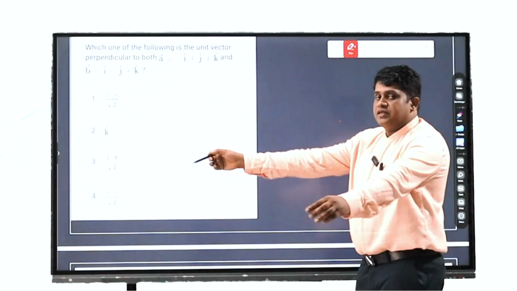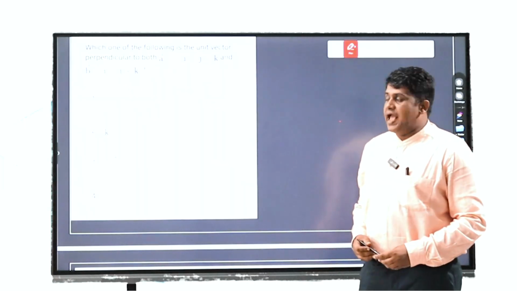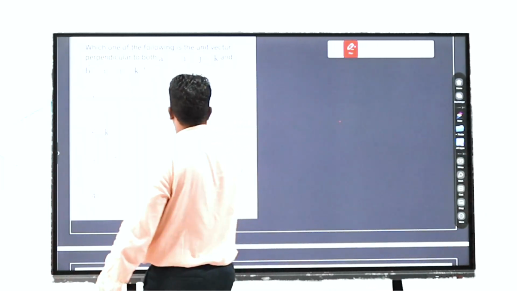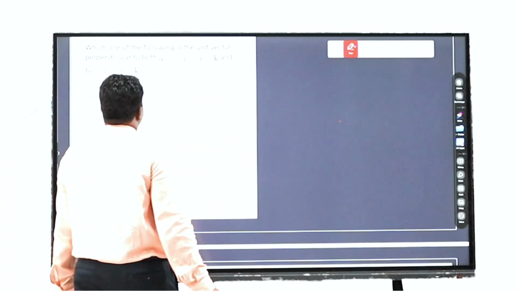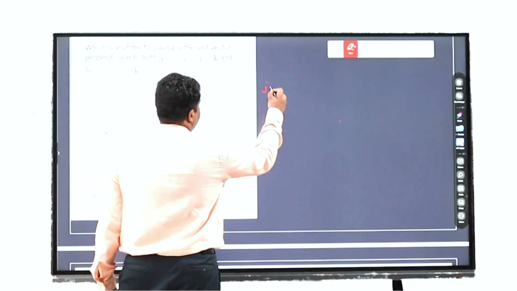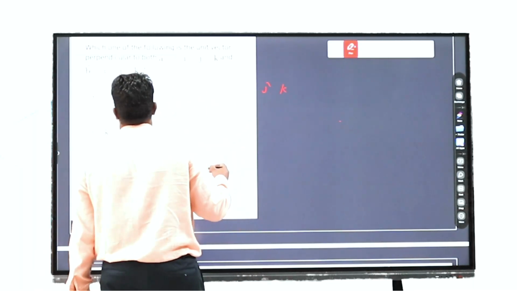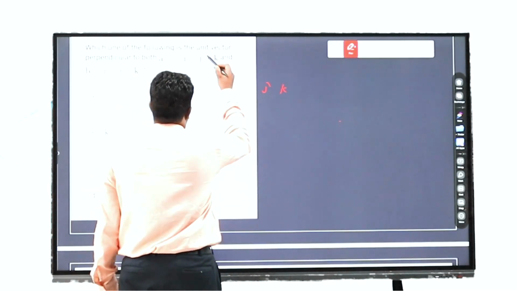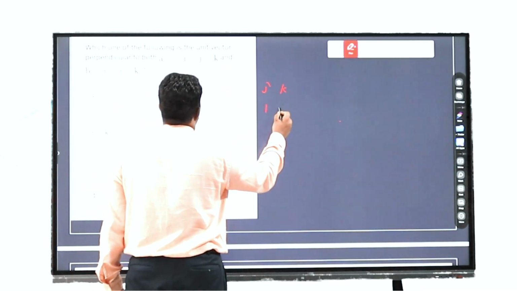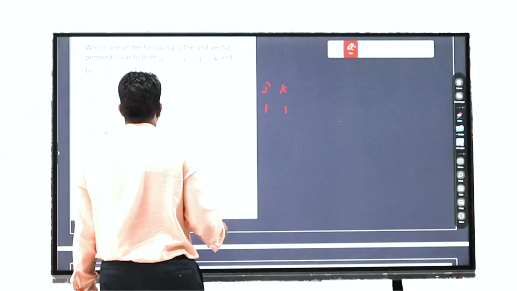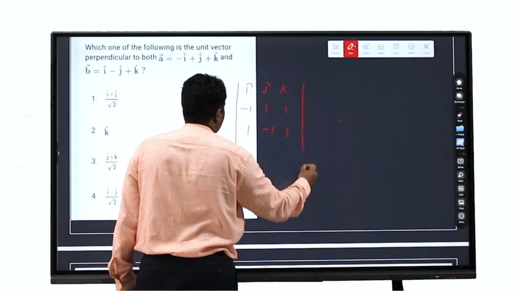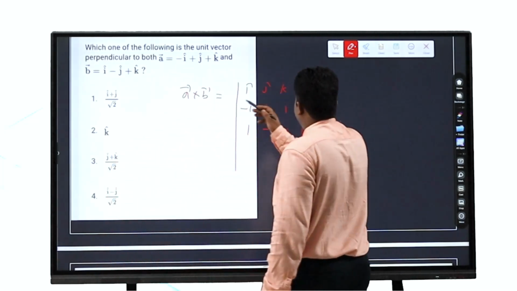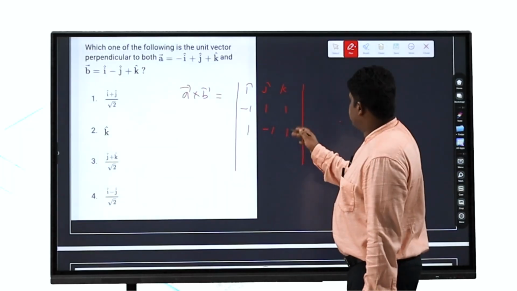Okay, A cross B is a vector perpendicular to both A and B. So we can find A cross B. A cross B is equal to the determinant with i, j, k. The scalar components of A are minus 1, 1, 1. The scalar components of B are 1, minus 1, 1.